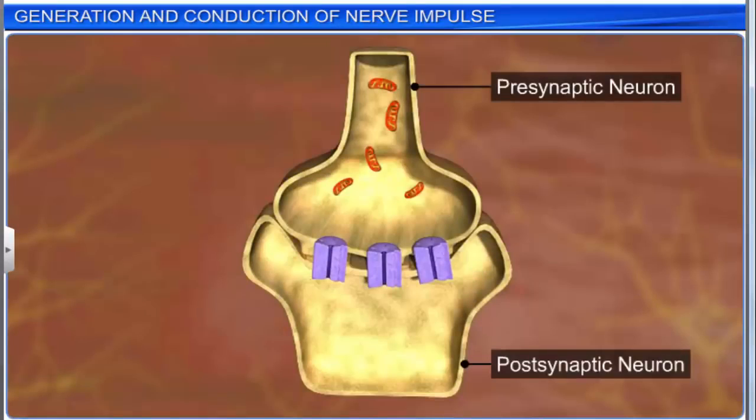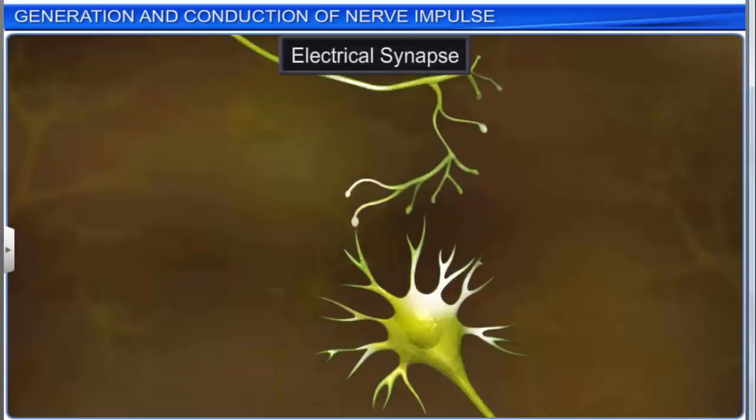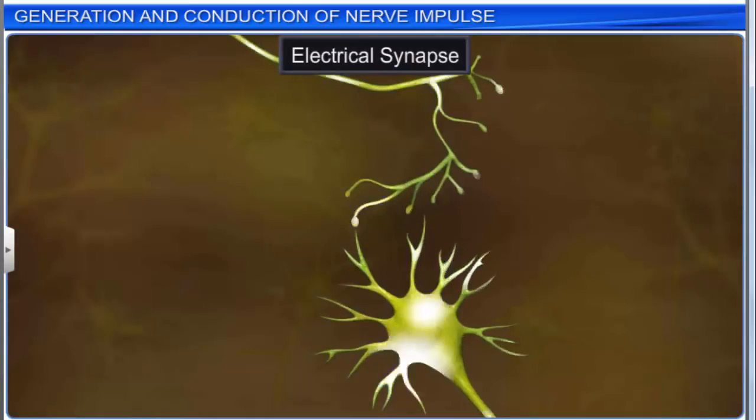The membranes of pre- and postsynaptic neurons of electrical synapses are in very close proximity. This allows the direct flow of electric current from one neuron to another. Synaptic vesicles are absent and only a few mitochondria are present. Impulse transmission across an electrical synapse is faster than that across a chemical synapse.